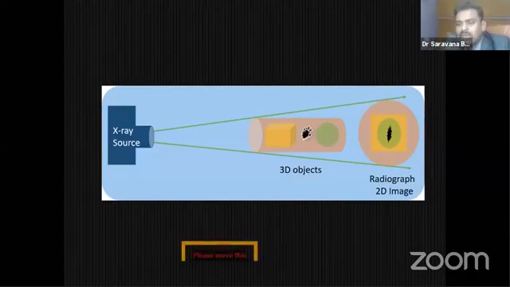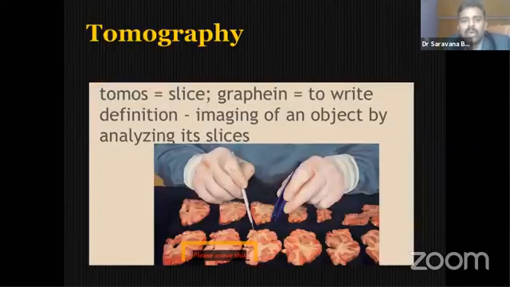I don't want to see the green object. I don't want to see the yellow object. That means I don't want to see the bone in front of it, and I don't want to see the bone behind it. I want to see the particular abnormality alone, the particular slice alone. What to do? We have to go for tomography. Tomo is nothing but slice, graphy is to write.